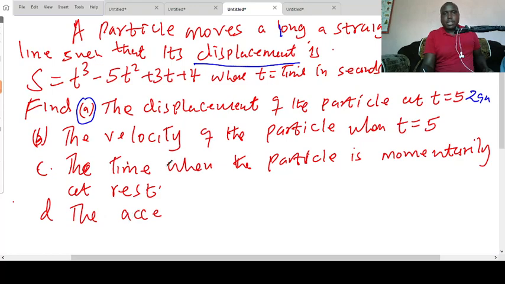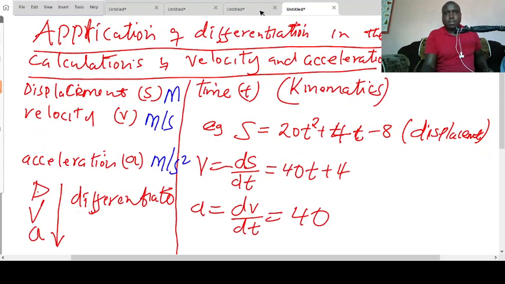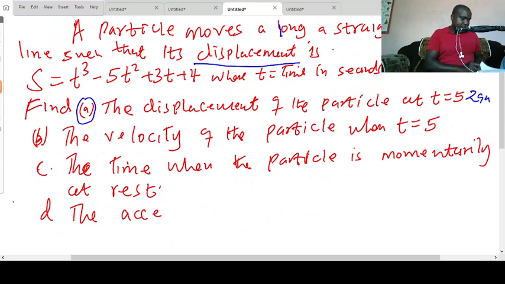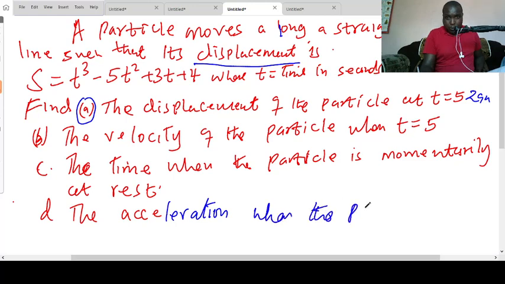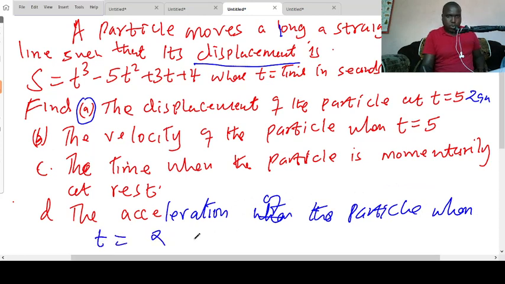I did not finish writing the question. Oh, okay. I didn't finish writing the question. The acceleration of the particle when t is equal to 2 seconds.